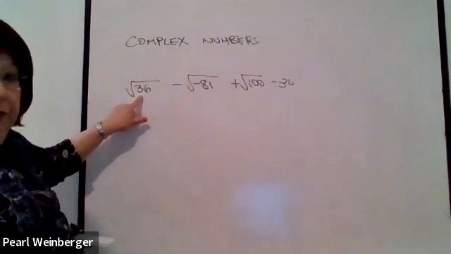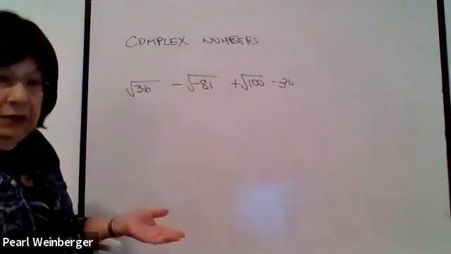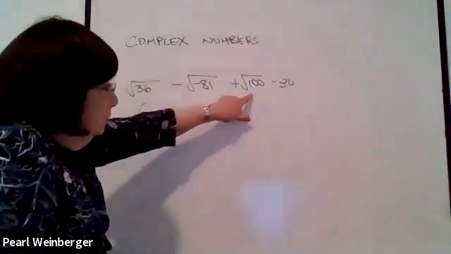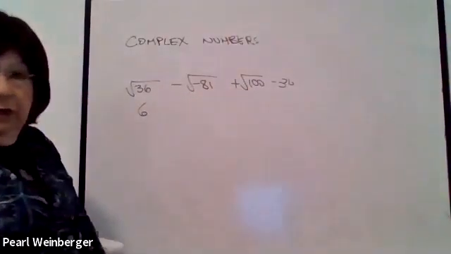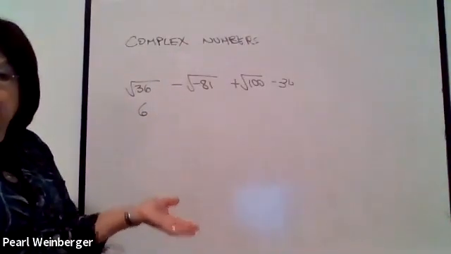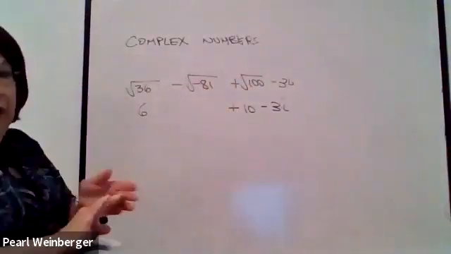Well, the square root of 36, that's easy to simplify. What is the square root of 36? It's just plain 6. Similarly, what's the square root of 100? That's 10. Easy. Okay, this 3i, we don't have to worry about it, it doesn't have any radical.